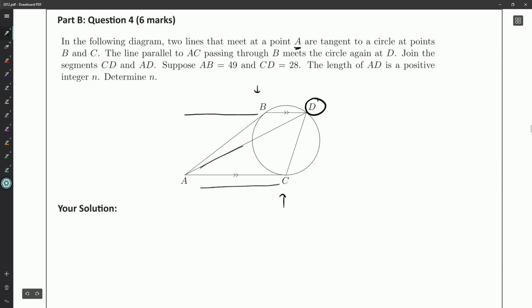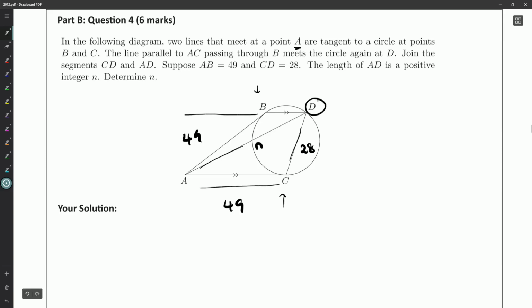Across this way and up across the circle this way. Suppose AB is 49. Well, that would make AC 49, which they don't tell us, but we'll get into that in a moment. So AB is 49 and CD is 28. The length of AD is a positive integer n. We need to figure out what this n is.